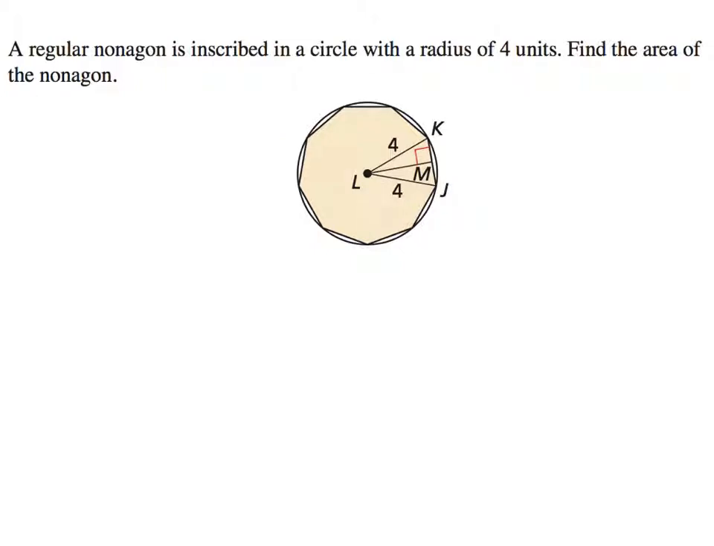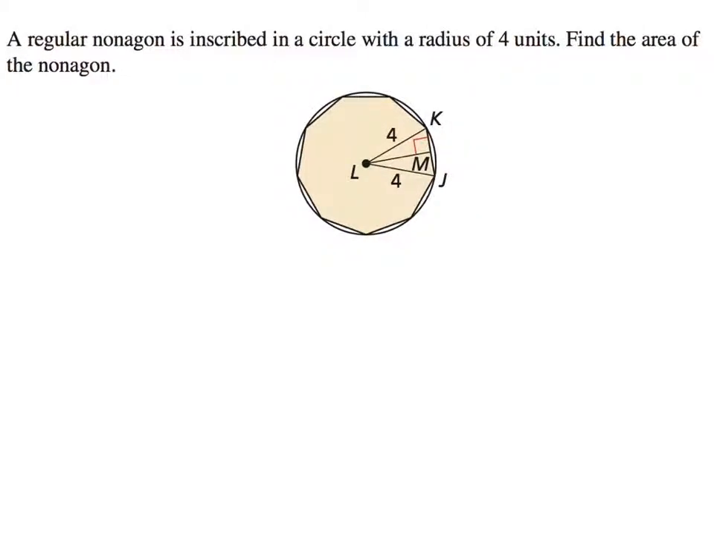Here's our example. A regular nonagon is inscribed in a circle with a radius of 4 units. Find the area of the nonagon. It might give you the exact same shape but not tell you anything about the circle, though it will tell you that this nonagon has a radius of 4. A lot of students have trouble with that because you've never realized that other shapes have radii. And they do, because it's inscribed in a circle. Whether or not that circle is drawn, that circle does exist. Now, let's look at this circle with radii of 4.